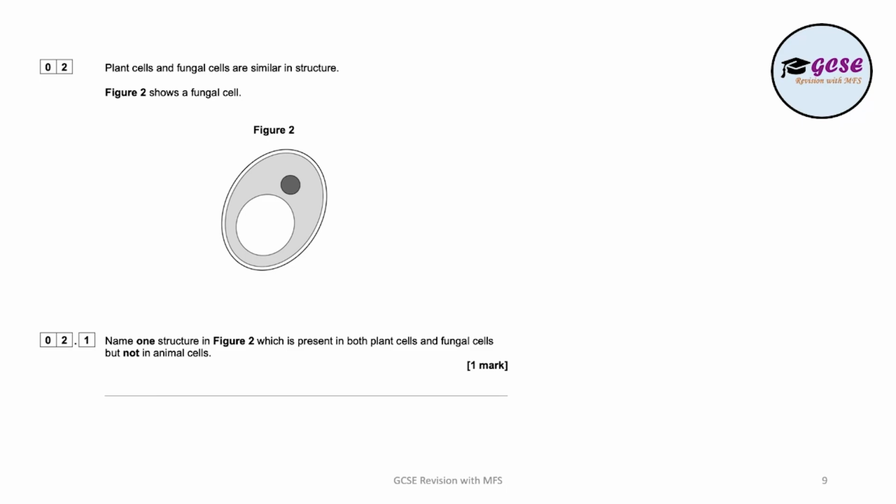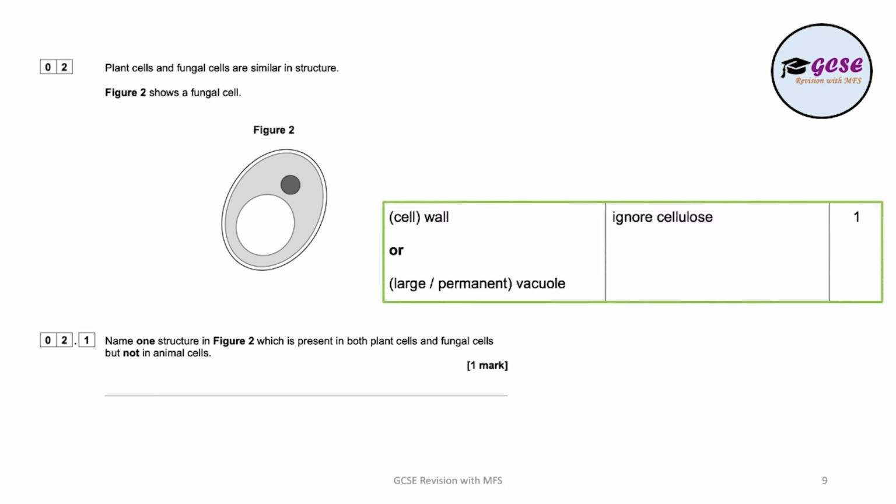I hope you've had a go at this question. Name one structure in figure 2 which is present in both plant and fungal cells. What they're looking for, you could have had a range of answers. So we've got a cell wall and a vacuole, because plant cells and fungal cells, but not animal cells. So it must be something that is not contained within animal cells, basically. So we would have the cell wall or vacuole.